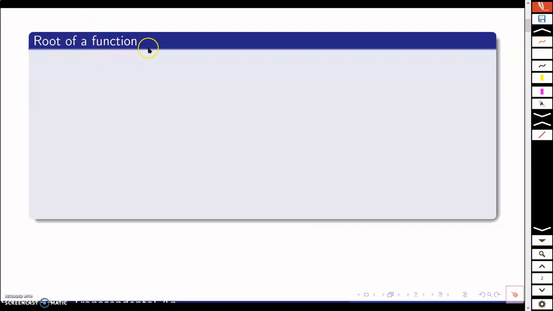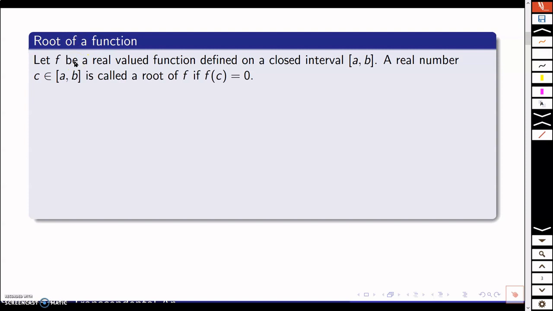I believe everyone knows what a function is, right? So I assume that you all know what a function is. Now, what is the root of a function? Supposing f is a real valued function defined on a closed interval [a, b]. A real number c in that closed interval [a, b] is called a root of that function f if f of c is equal to 0. That is, the value of the function f at the point c is 0. If this is happening, then the real number c is called the root of this function.